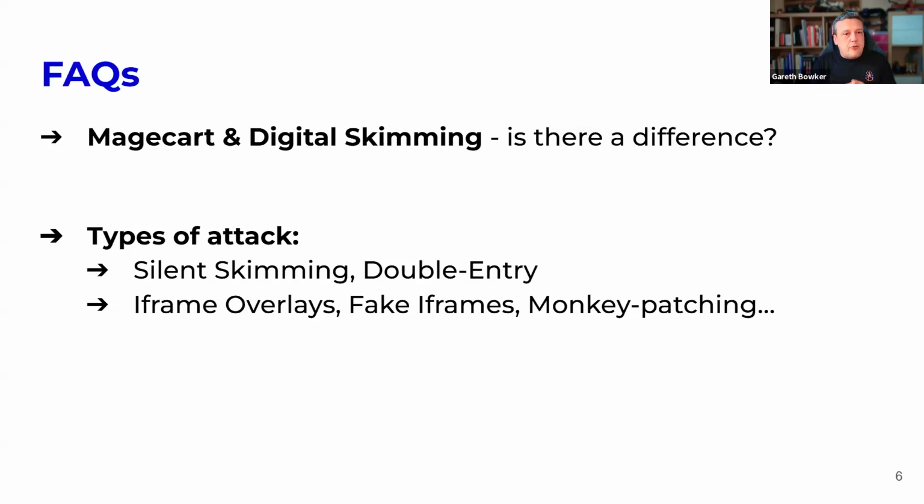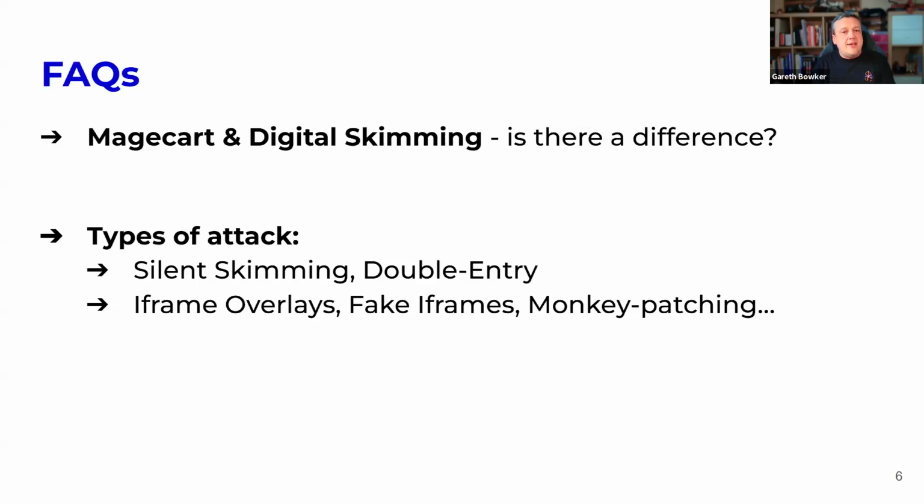So the process has been completely invisible to you. Cardholder data has been captured by an attacker somehow and taken out, but the process itself has gone through as you would expect it to do. Double entry is slightly different.